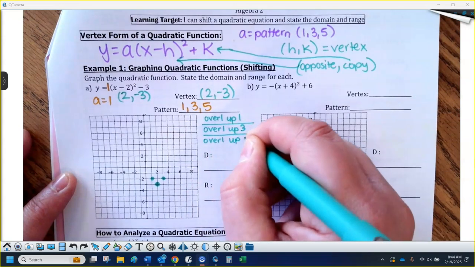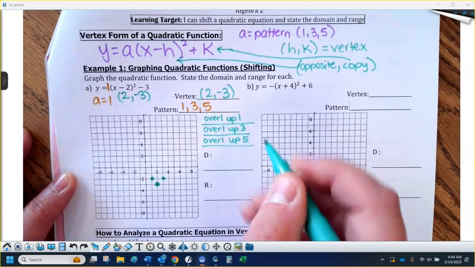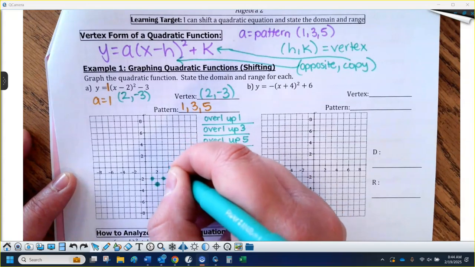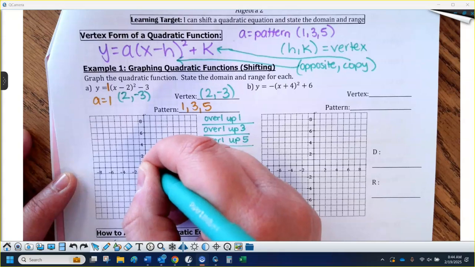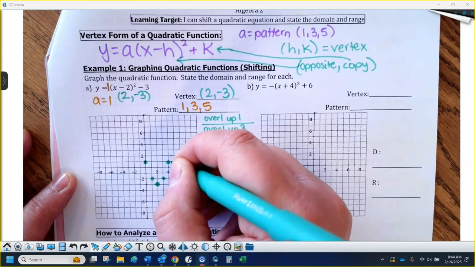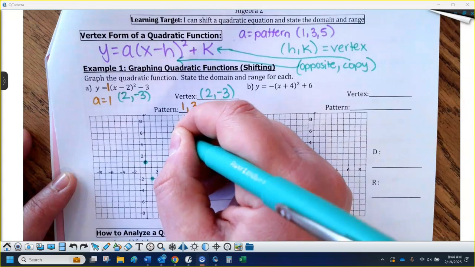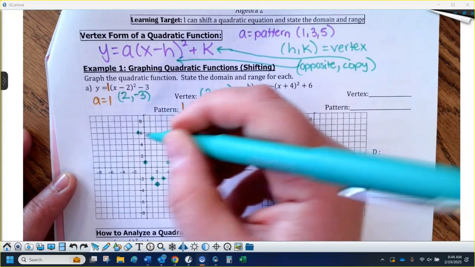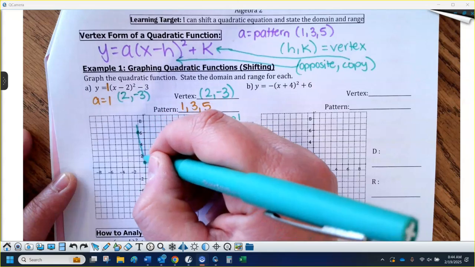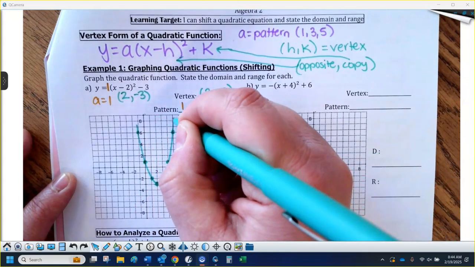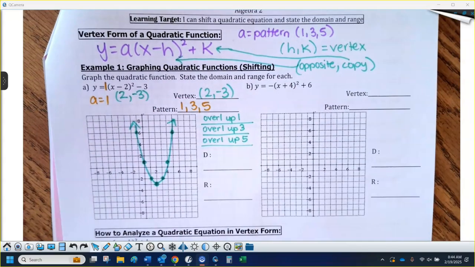I think these will all fit. Up 5. You really only need 5 points to graph, so I'm going to go over 1, up 3 from where I was just at, and then this should fit on here. I'm going to go over 1, up 5, and then just go back and do your best to make a U shape. Don't make it pointed at the bottom. That's what we have for absolute value, but for a quadratic, it should be curved.